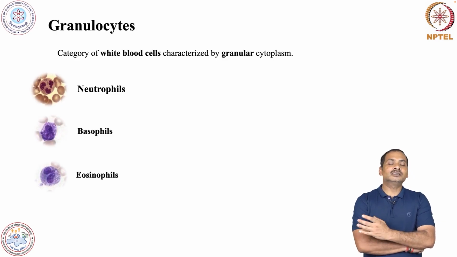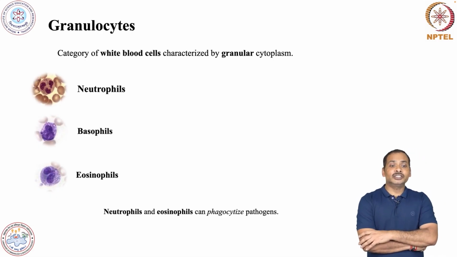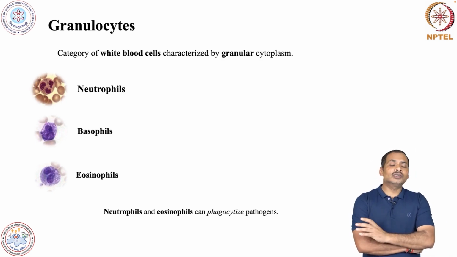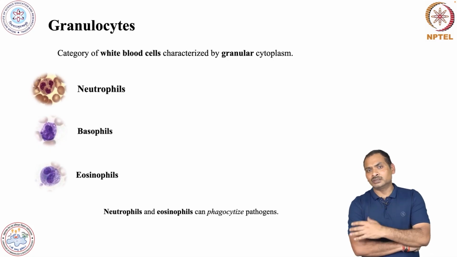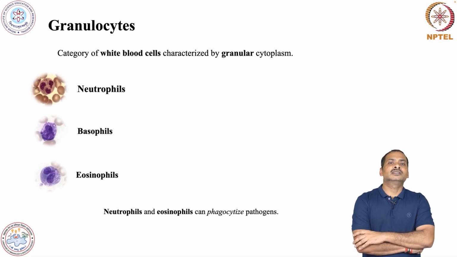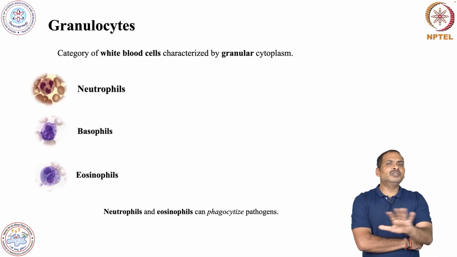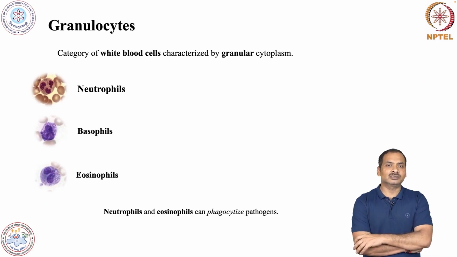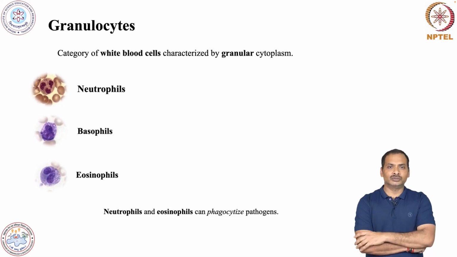Besides neutrophils, another cell which has some capability of phagocytosis is the eosinophil. Eosinophils can also phagocytose pathogens or other microbial pathogens, and they can clear them to some extent, but their primary function is not phagocytosis. Eosinophils play another role which we will discuss in a subsequent session.